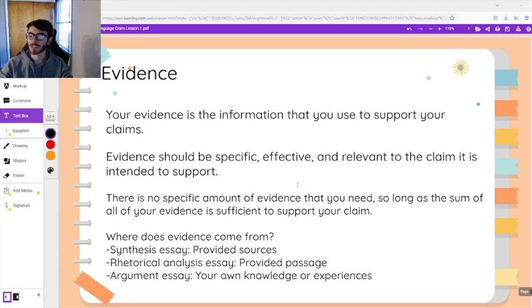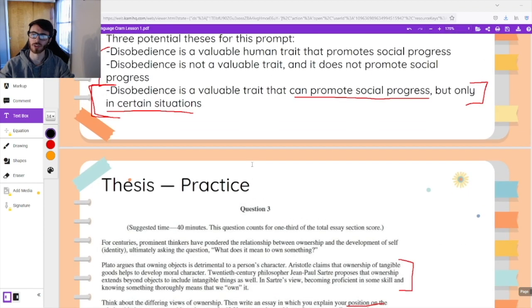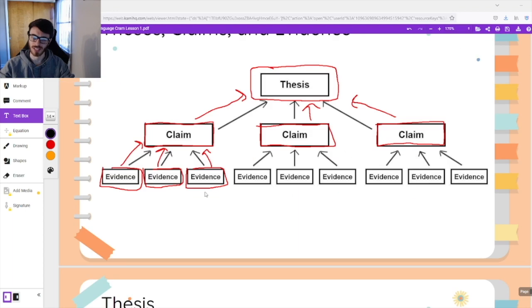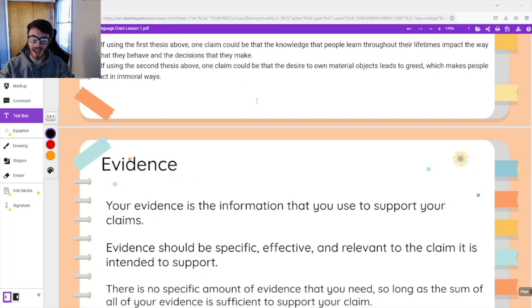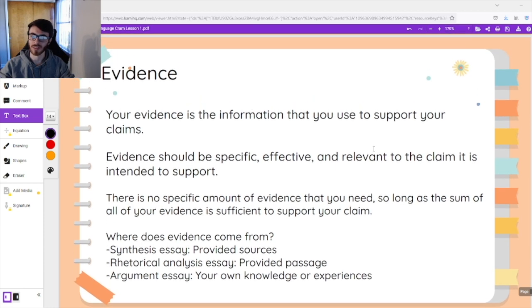There's no specific amount of evidence that you need, right? We talked about how however many claims you have is however many body paragraphs you have. So, usually you want to come up with 3 claims. Evidence doesn't work like that, right? You don't need a certain number of pieces of evidence to support each claim. In this diagram earlier, we had 3. But that's just an example. You don't need 3.